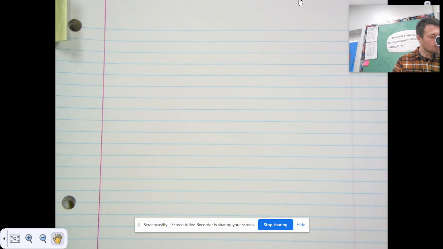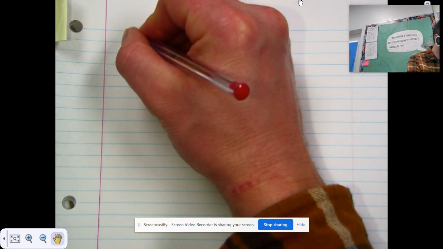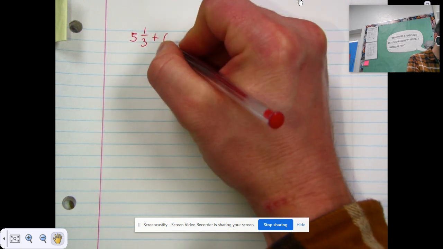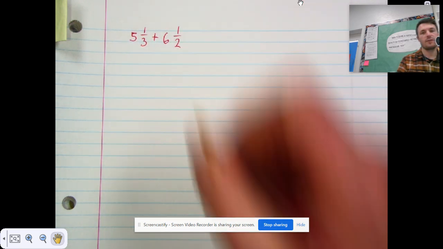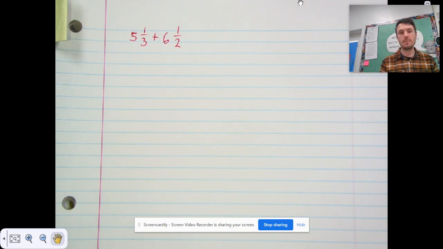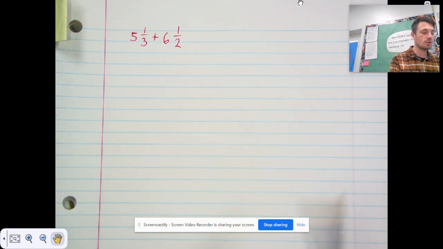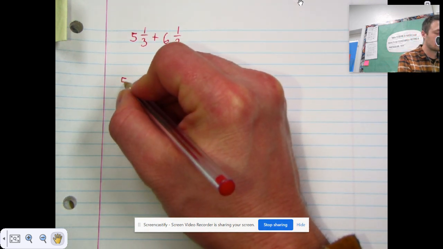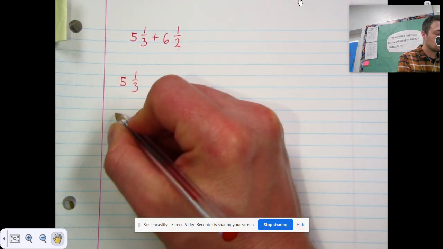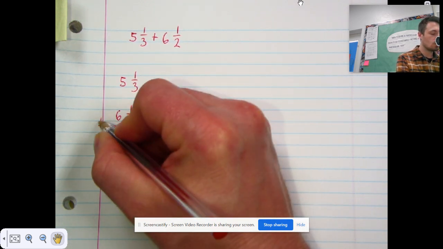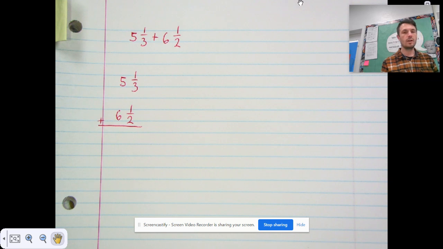Okay, let's do another one. Let's say we had 5 and 1/3 plus 6 and 1/2. Step 1 is make common denominators, and I do have to do that because I don't have like fractions. So the first thing I'm going to do is stack these up. 5 and 1/3 plus 6 and 1/2.